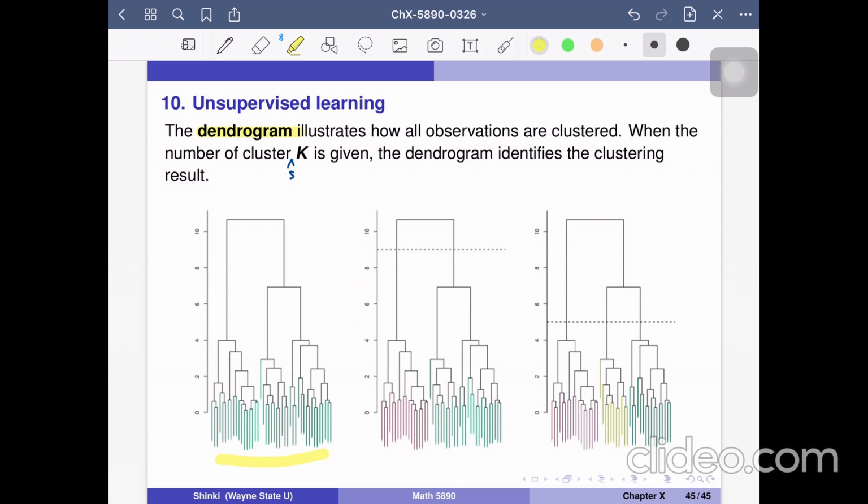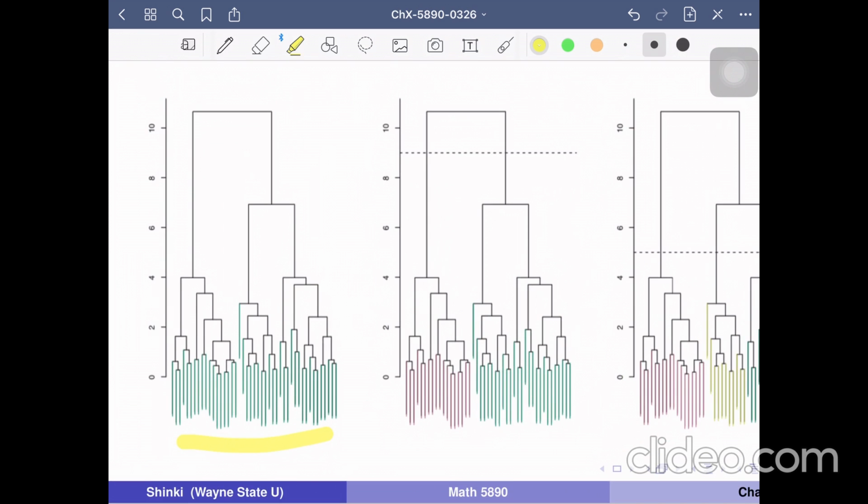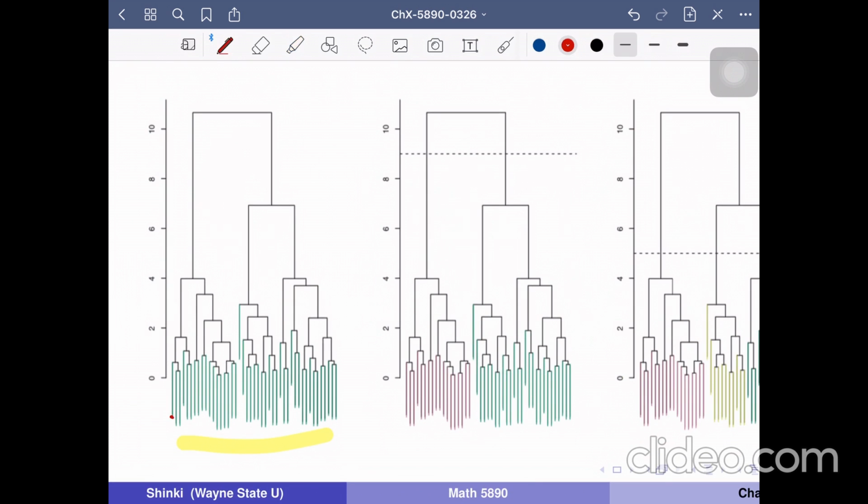So here, each vertical line corresponds to one observation. And it means that this observation and these observations are really close. So we cluster these two observations at a very early stage. And finally, we have connected all observations, and finally we have k equal to 1.